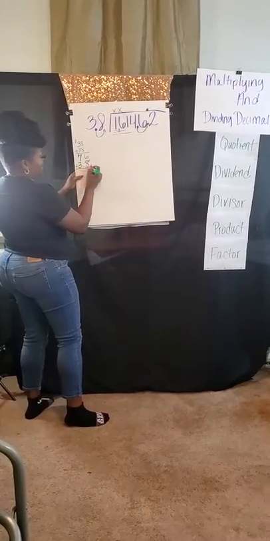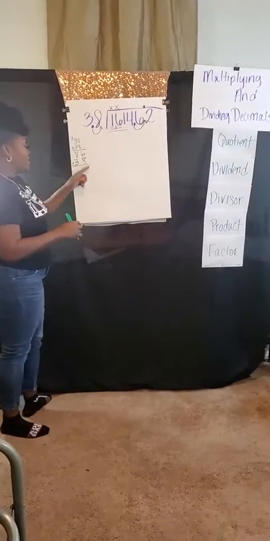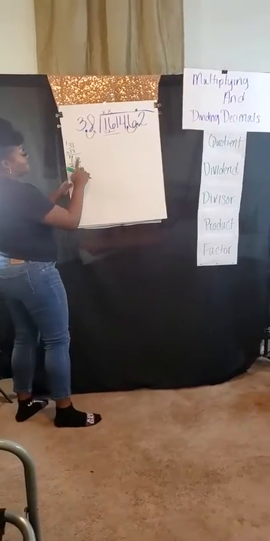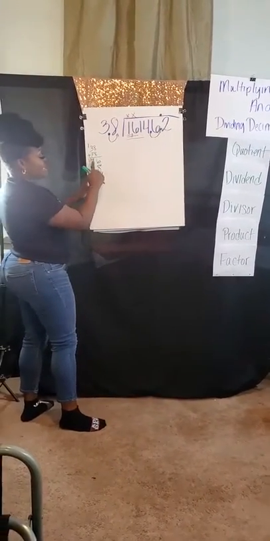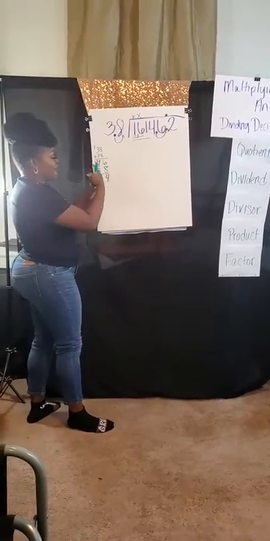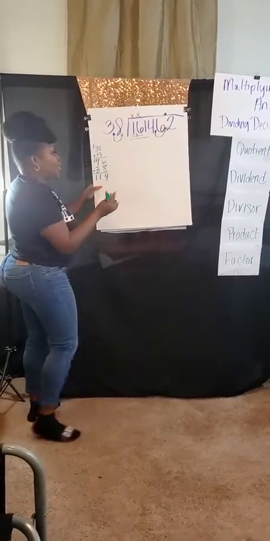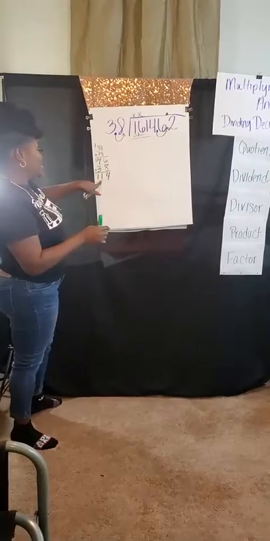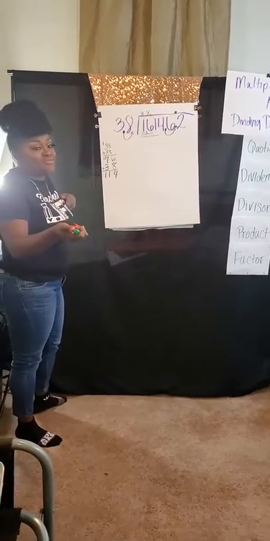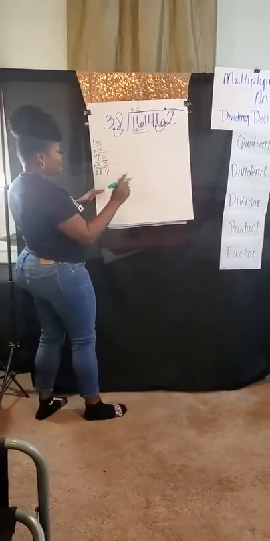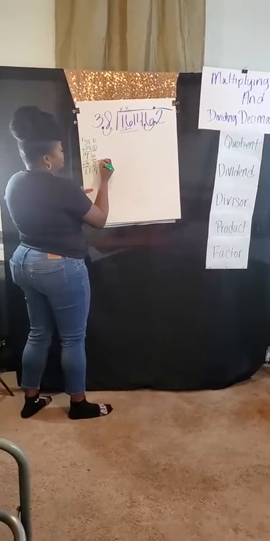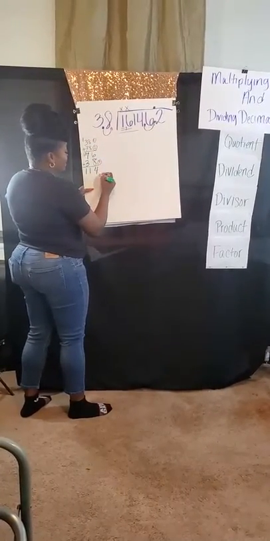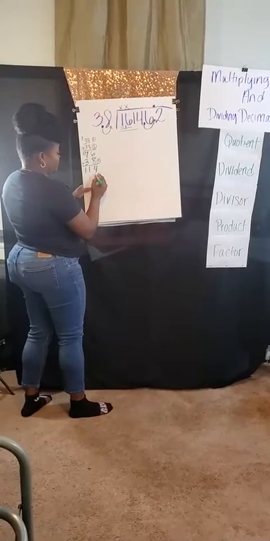We'll add another 38. 76 plus 38. 8 and 6 is, you got it, 14. 7 and 3 is 10. Add 1, that gives you 11. So that's 114. Maybe I have some more space. Let's try it one more time because we have 38, 76, 114, 152. Let's see about 190.